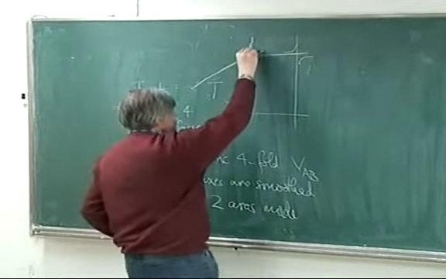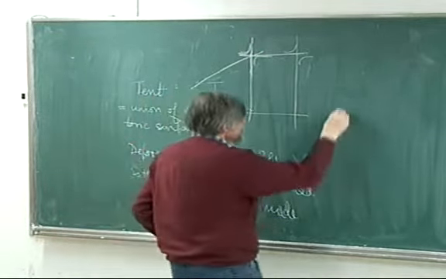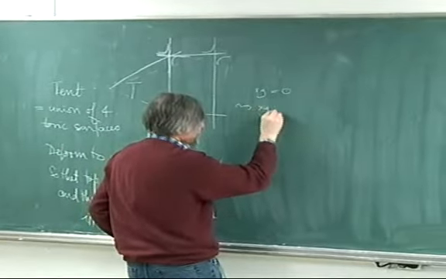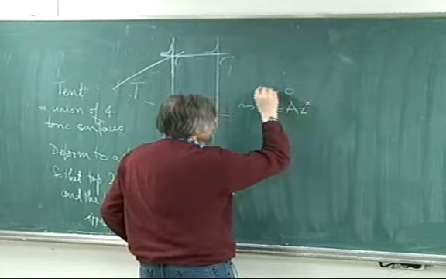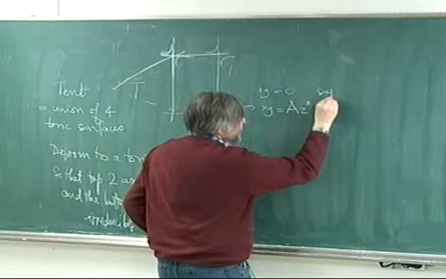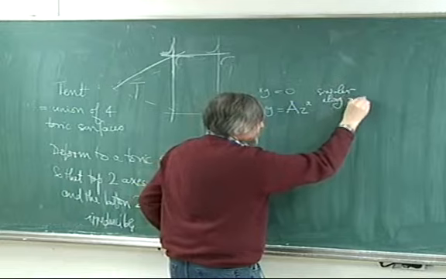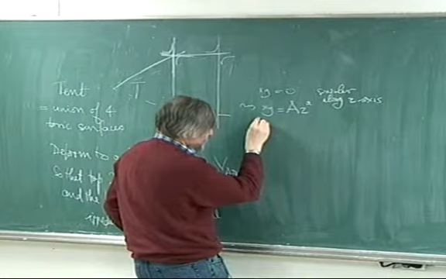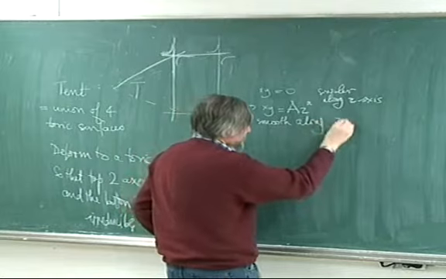So here I've got something like a local equation, xy equals 0, replaced by xy equals a times z to some power. So this is singular along the z-axis, whereas this one here is, of course, singular at the origin, but it's smooth along the z-axis.